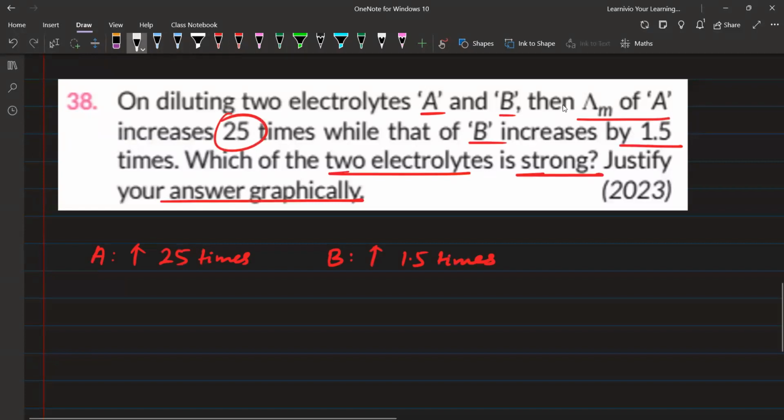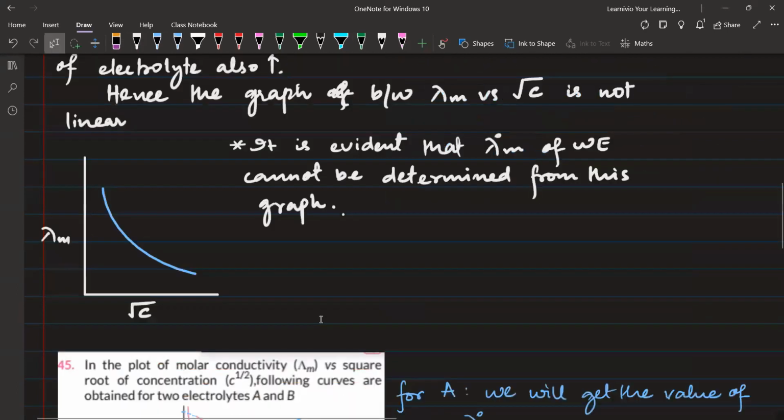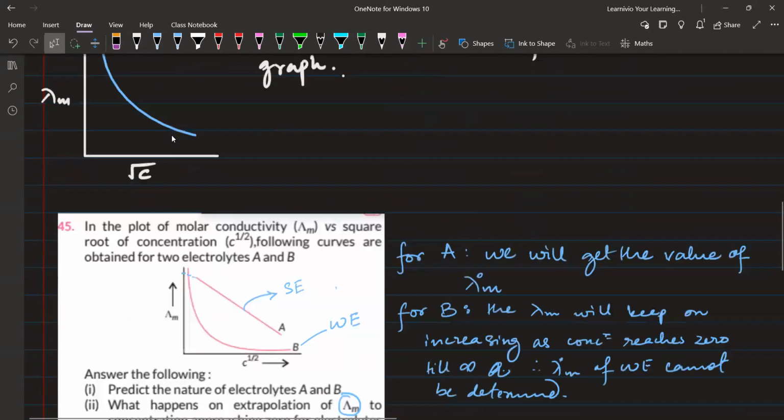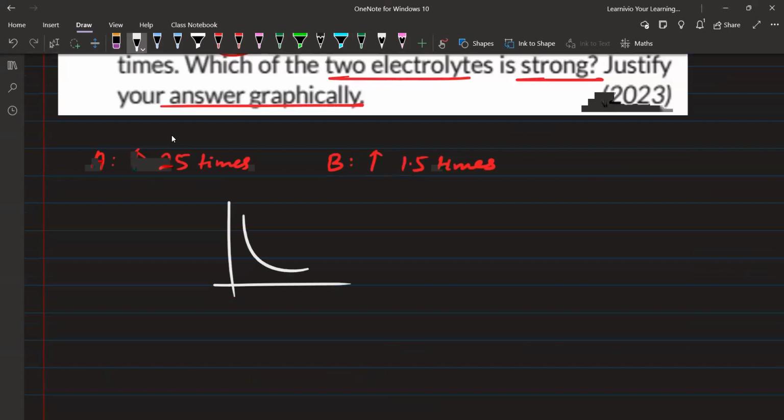So we know that, where is the large increase? Tell me. Where are we getting a large increase, in A or B? A, right? And a large increase on dilution is a property of what? Weak electrolyte. When a solution containing weak electrolyte is diluted, then lambda m increases sharply. So what does that mean? It means that a high jump in lambda m suggests a weak electrolyte. So for A, we can say that it is increasing like this.